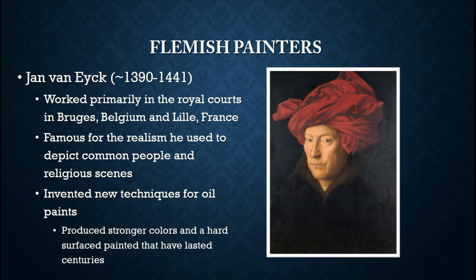One of the most famous painters of the Northern Renaissance was Jan van Eyck. Jan van Eyck was born in Belgium and worked primarily in the royal courts of Bruges, Belgium, and Lille, France. He is well known for his expertly executed realism when depicting both common people and in religious works. Van Eyck is also important because he developed a new type of oil paint, which produced stronger colors and dried very hard, meaning paintings created with these new oils have lasted centuries, retaining their original depth of color and fading slower than previous paints used.